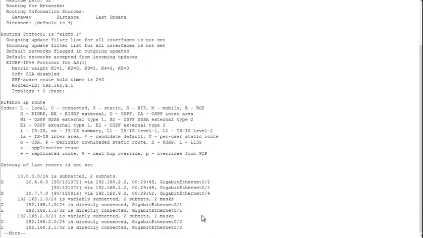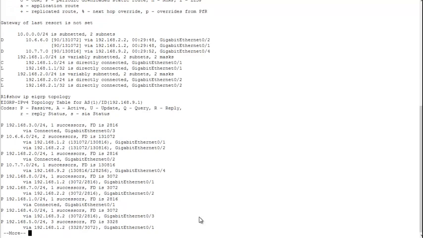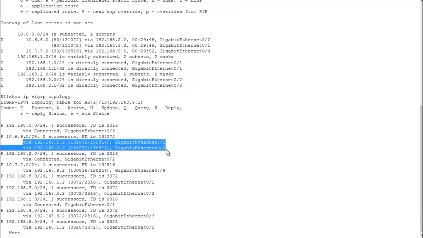Now let's go back. If I do a show IP EIGRP topology, I should see all our successor and feasible successor routes. Well, here all I'm seeing is that I have 2 successors and that the feasible distance is 131,072. Why aren't I seeing that route through R4? I'm only seeing the one going up to R2 and up to R3. I shouldn't say route. I'm not seeing the path to R4.